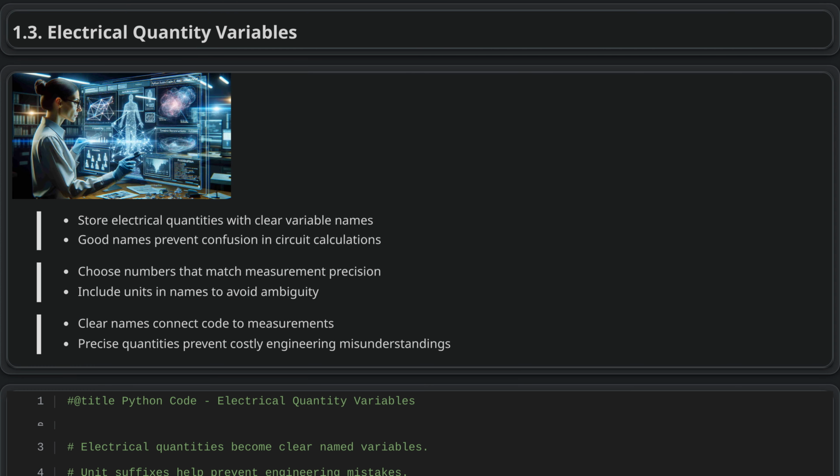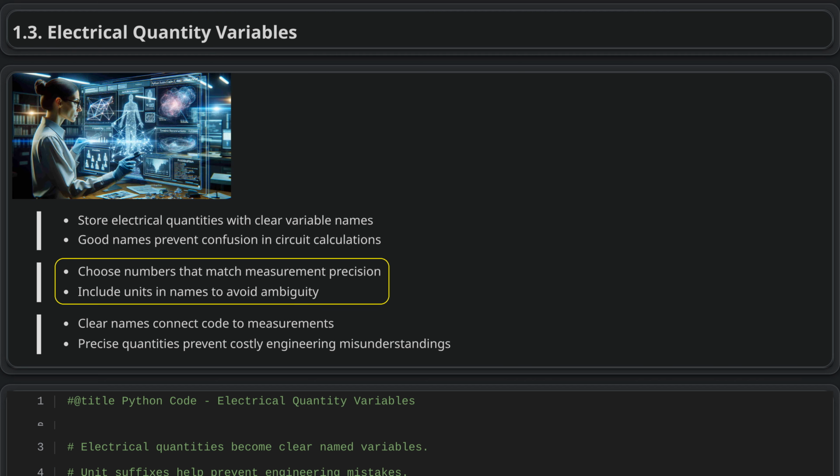Electrical quantity variables. In Python for electrical engineering, use clear named values for physical quantities, such as voltage and current. The names should show what the quantity represents, and when needed, its condition or location, such as a battery voltage. Descriptive names make calculations with similar quantities easier to understand, test, and less prone to mistakes.